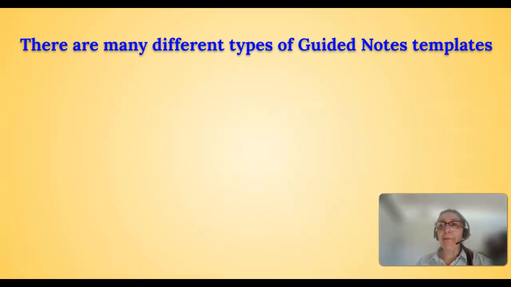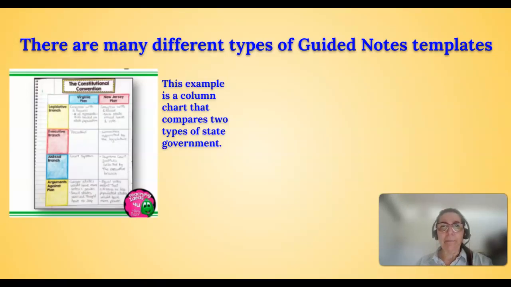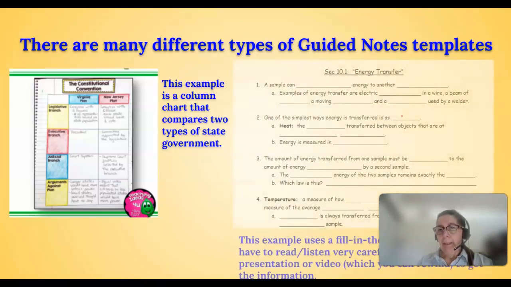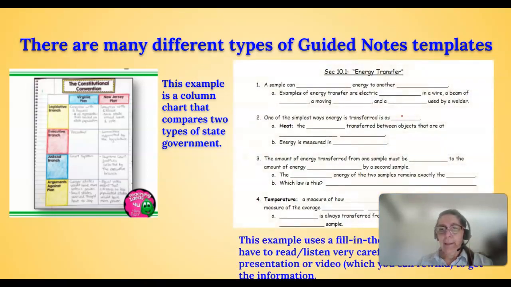There are many different types of guided notes templates, and we'll be using a wide variety of them, but here are just a few. This example is a column chart that compares two types of state government. This next one is a fill in the blank, and you have to either read or listen very carefully to the presentation or video, if it's a video, which you can rewind, to get the information you need to fill in here.